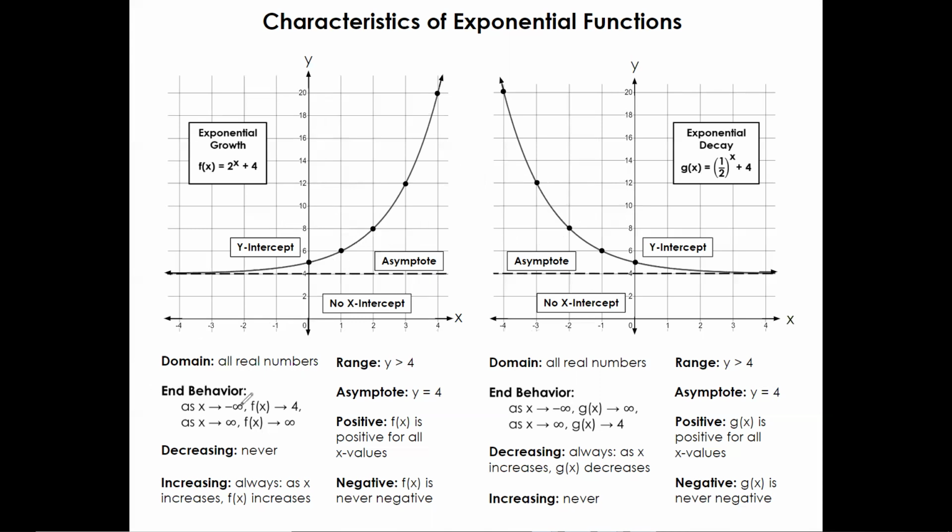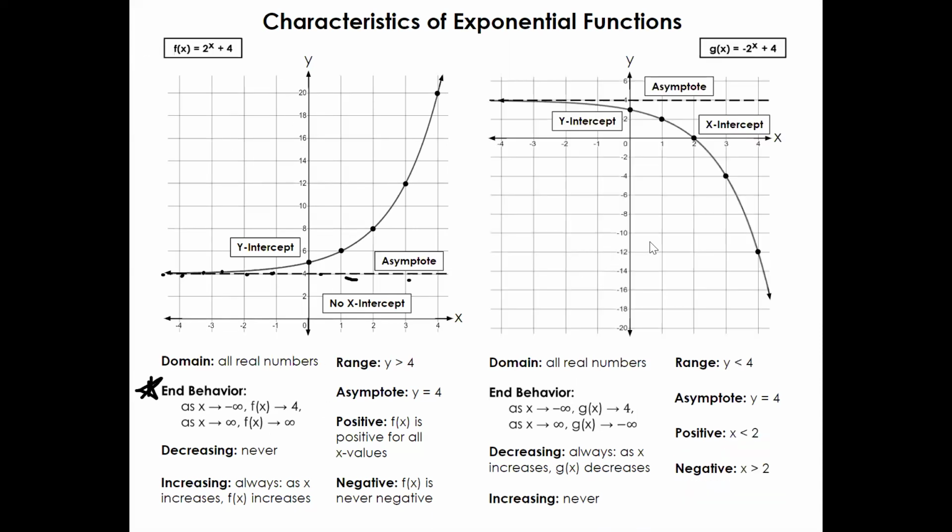Nice. Okay, end behavior is just like what we've done in the past. As we move to the left, we're going to approach that asymptote. As we move to the right, we're going to positive infinity. So again, just looking at the end result. Okay, if it's growing, it's never decreasing. If it's decaying, it's always decreasing, right? Okay, and then we still have the whole, if it's above the x-axis or if it's below the x-axis, right? Okay, so those are just the key features that we were going to see.